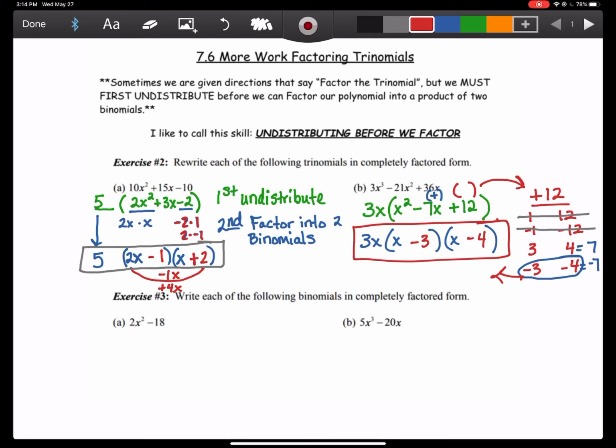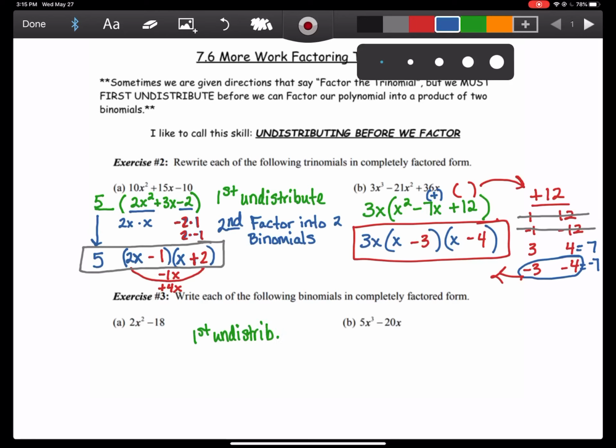Okay. Now down here, you notice it says write each of the following binomials in completely factored form, but it points out that these are binomials. So what I'm starting to think is that these may end up being a difference of two perfect squares once they're factored. So once we undistribute, let's use green again for that. So first, undistribute. Okay. And second, factor. All right. Here we go.